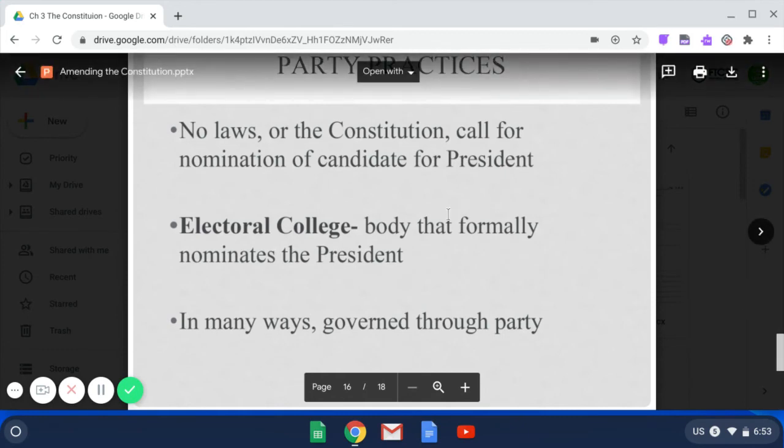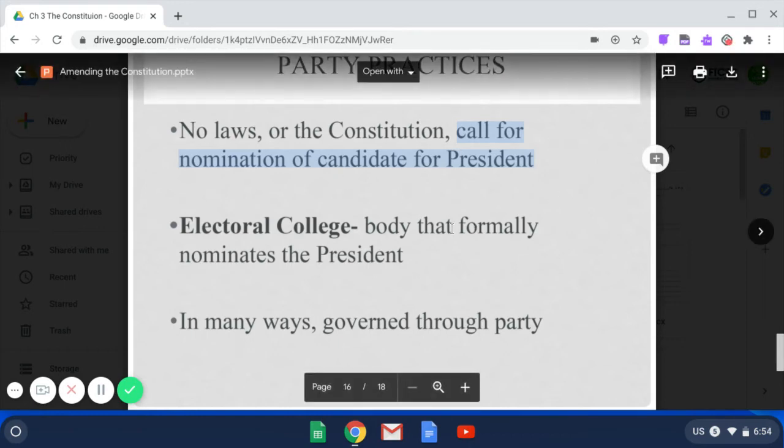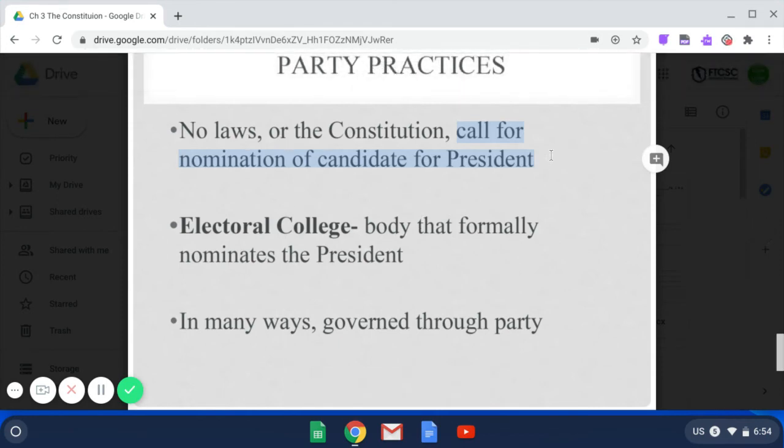So party practices: nowhere in the Constitution does it call for the nomination of a candidate for president. So like the party conventions going on, the Democratic convention just convened, and the Republican National Convention will be starting. There's nothing in the Constitution regarding that, so that's just all pomp and circumstance.